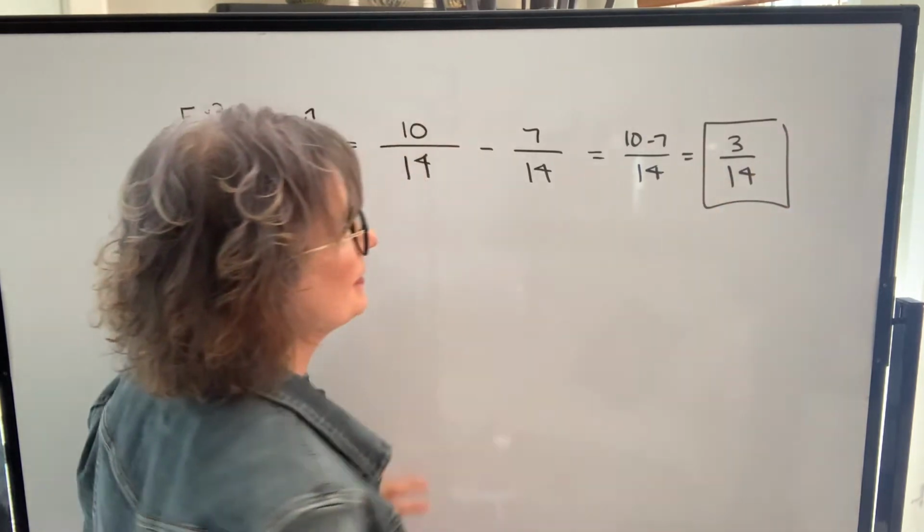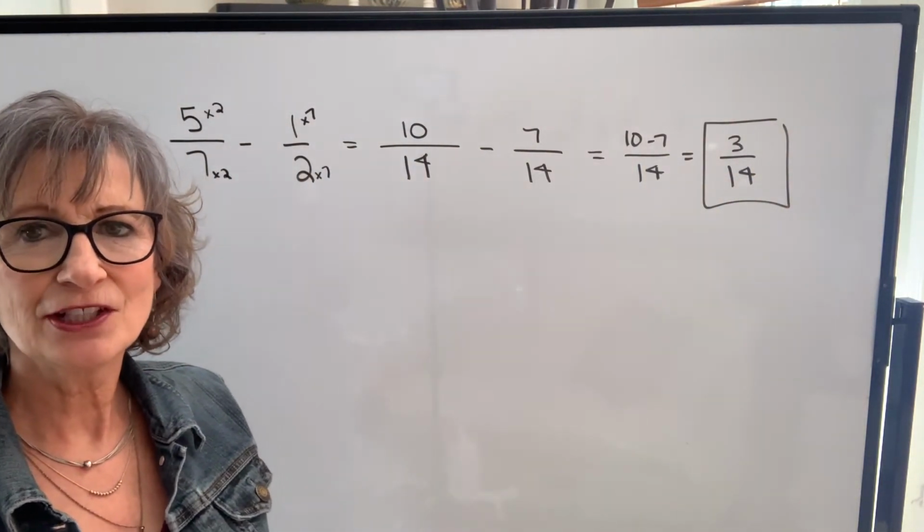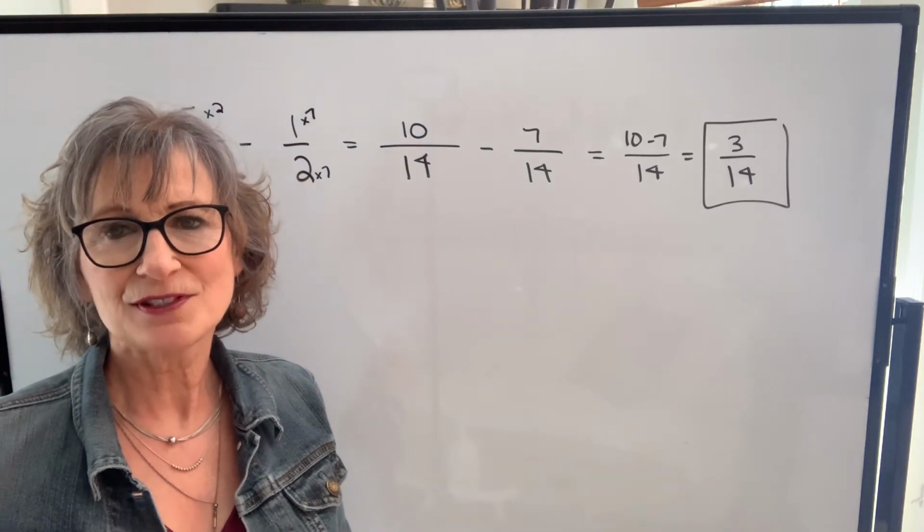We can't reduce it, so we're done. Let's now take a look at some examples where we have mixed numbers.